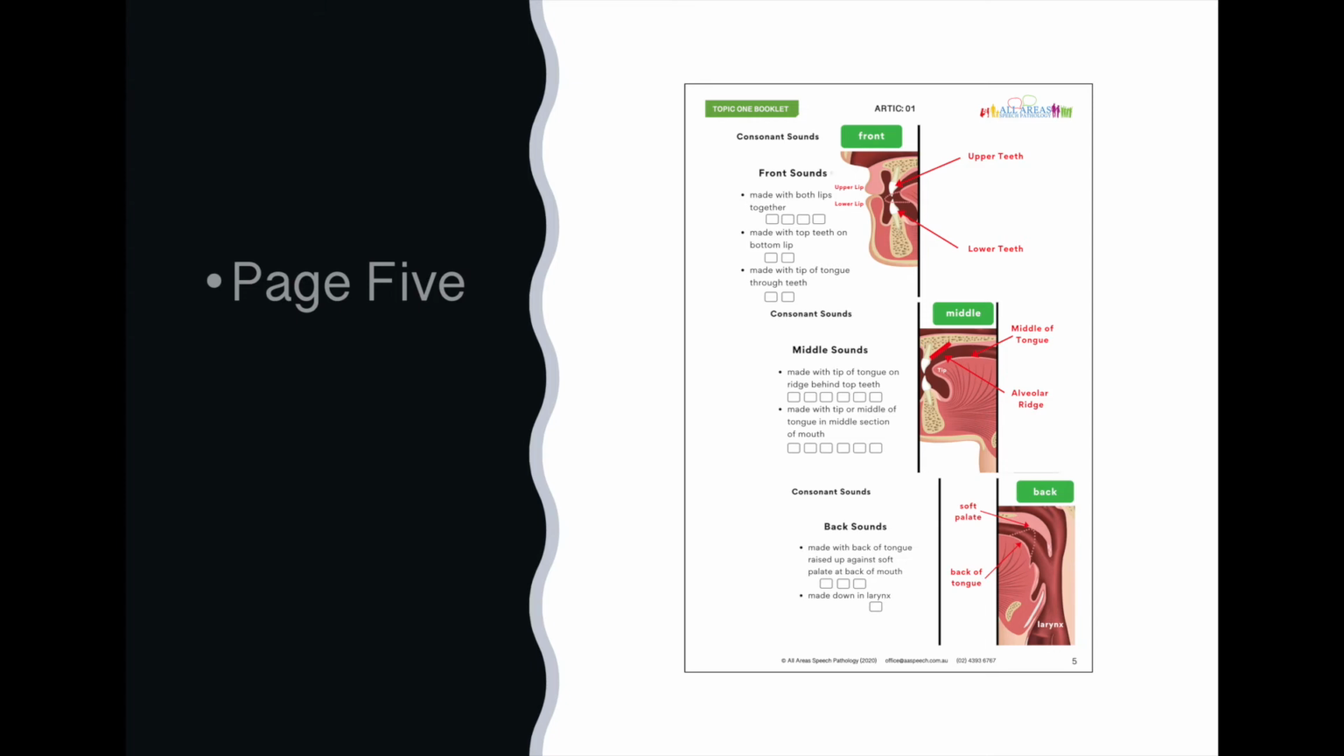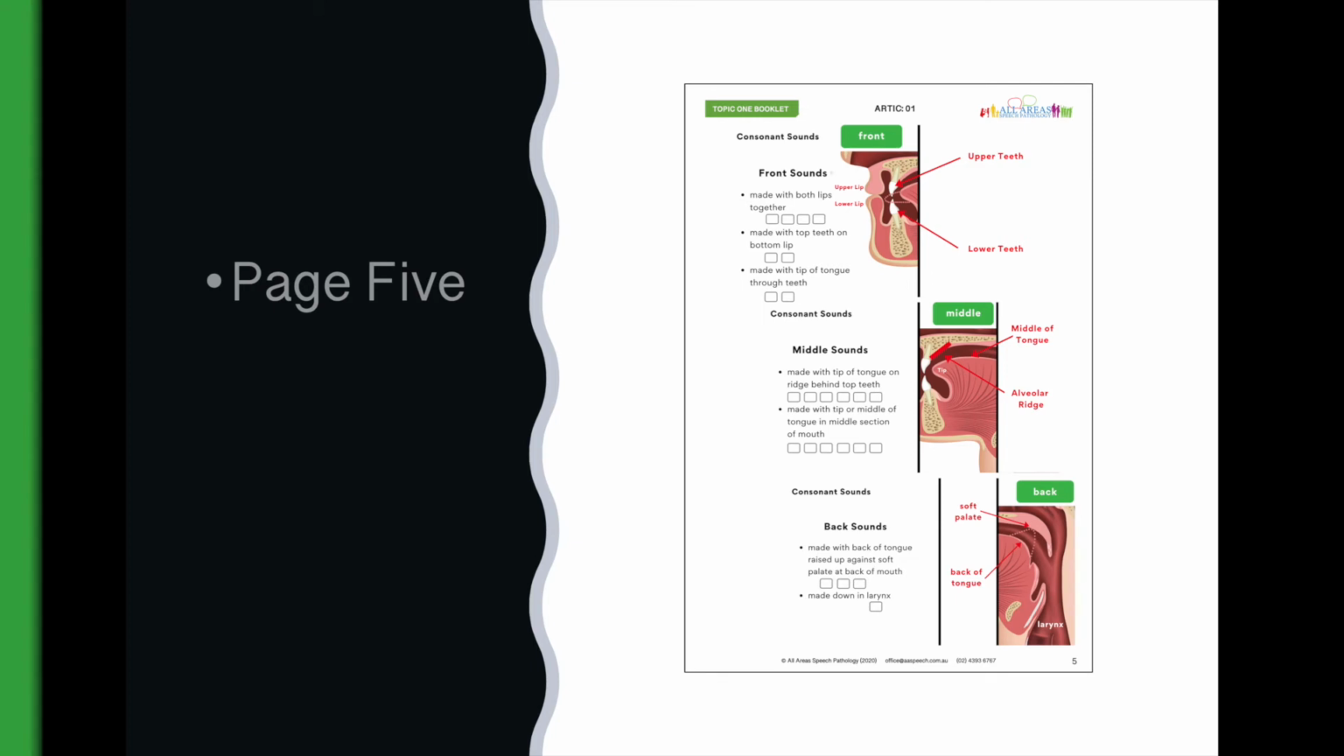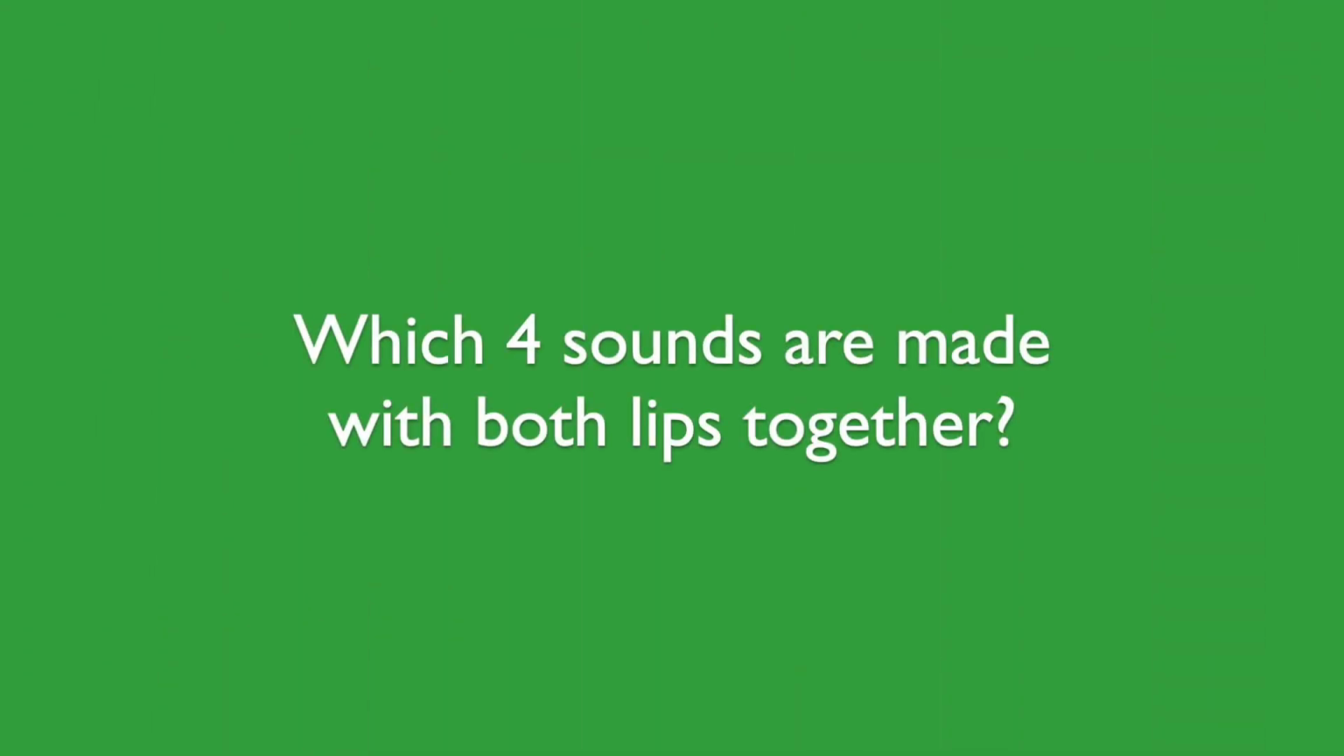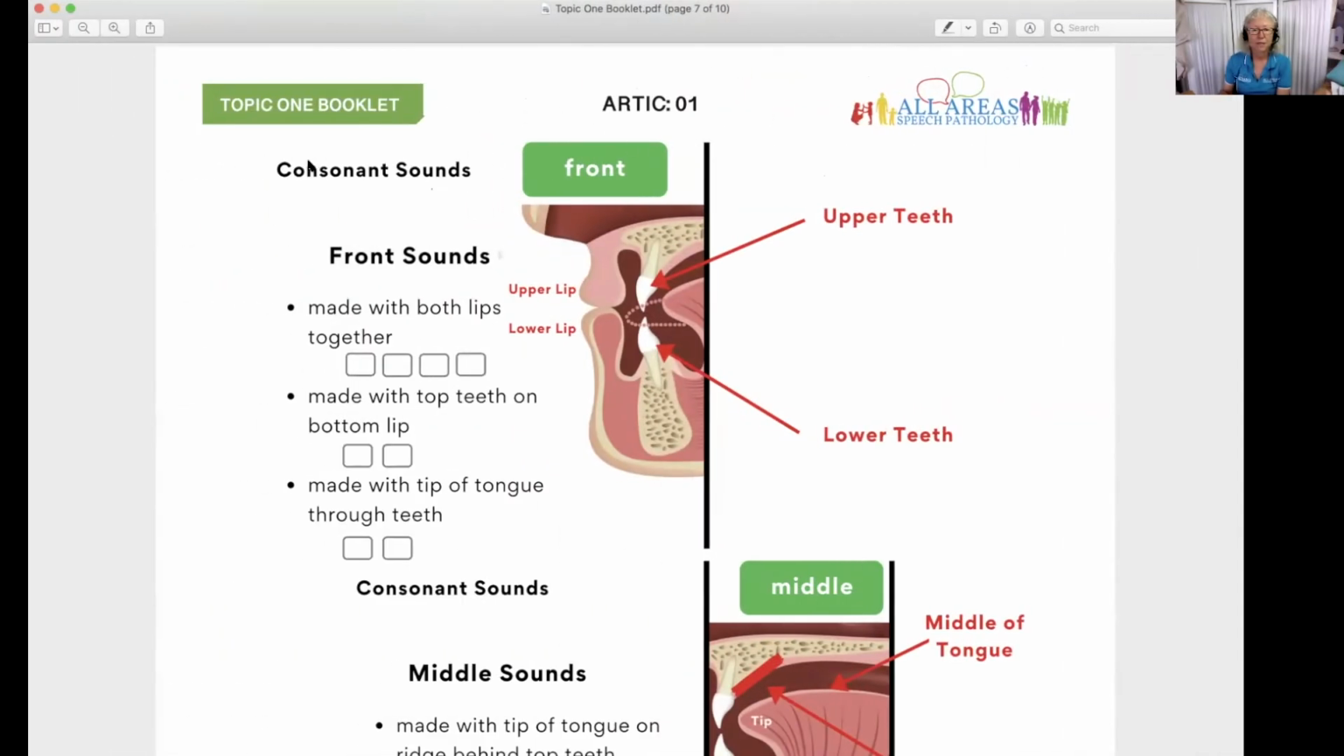We're going to do one of our written activities now. Which sounds are made with both lips together? So there are 4 sounds made with both the lips together, and we know that because there's 4 boxes. So in a moment you can stop this and you can work this out for yourself. And I'll just help you with the first one, just so that you understand the task.